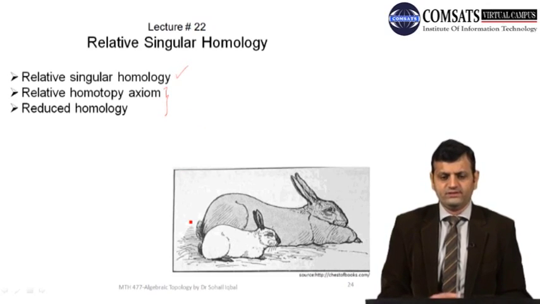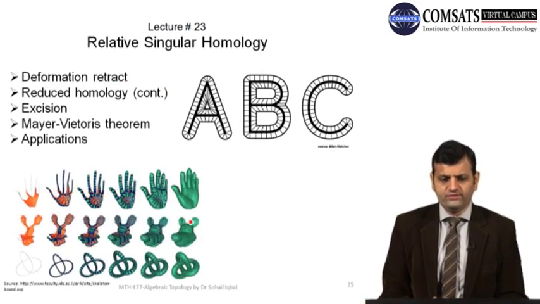As I discussed earlier, we will try to see that singular homology satisfies the axioms of homology. In lecture number 23, we continued our discussion of relative singular homology. We defined what is a deformation retract. We defined reduced homology, where just a change in one of the nodes gives me this reduced homology. And excision and the Mayer-Vietoris theorem and applications. These two, excision and the MV theorem, are extremely important tools.